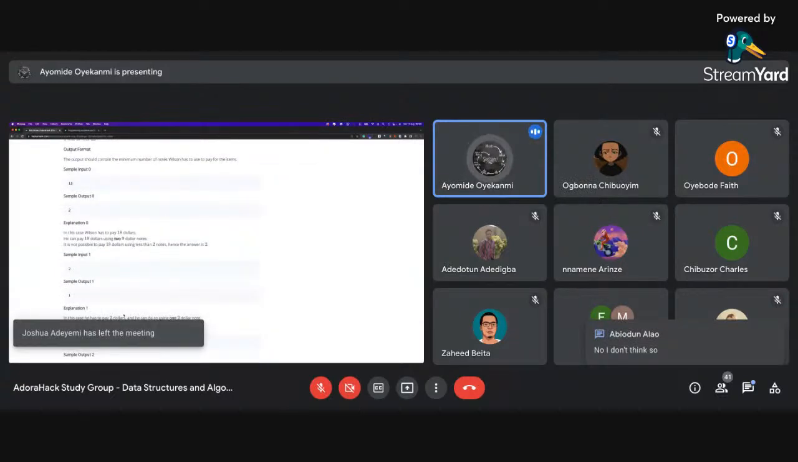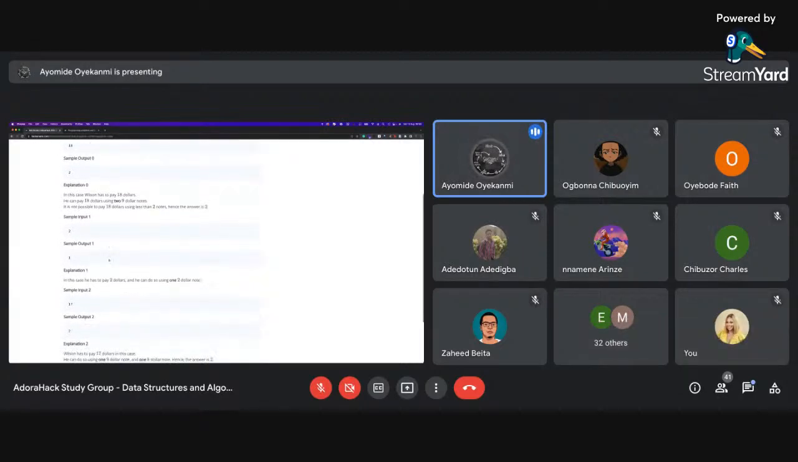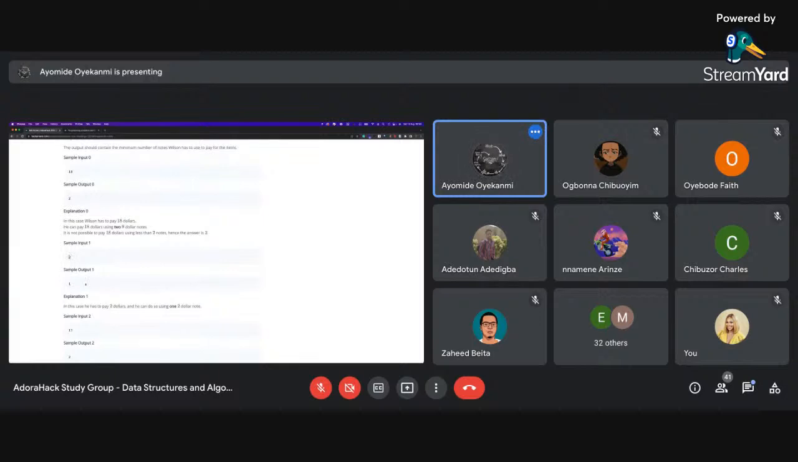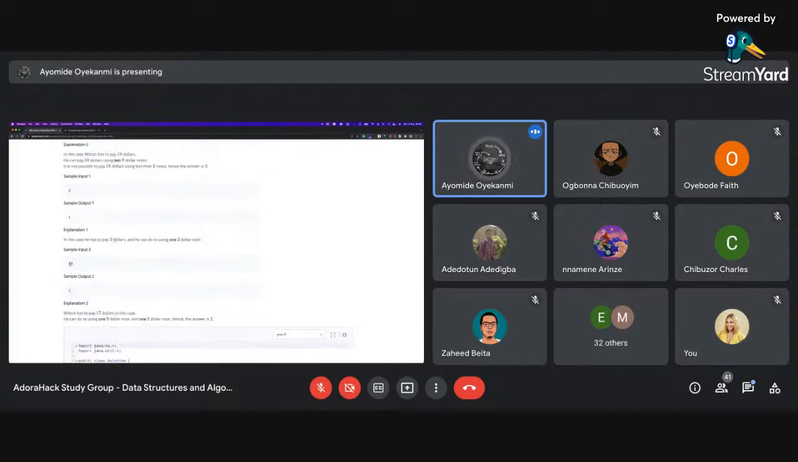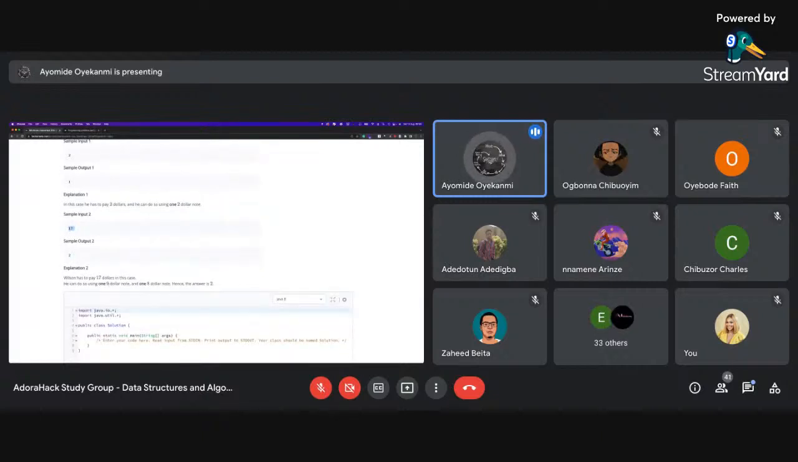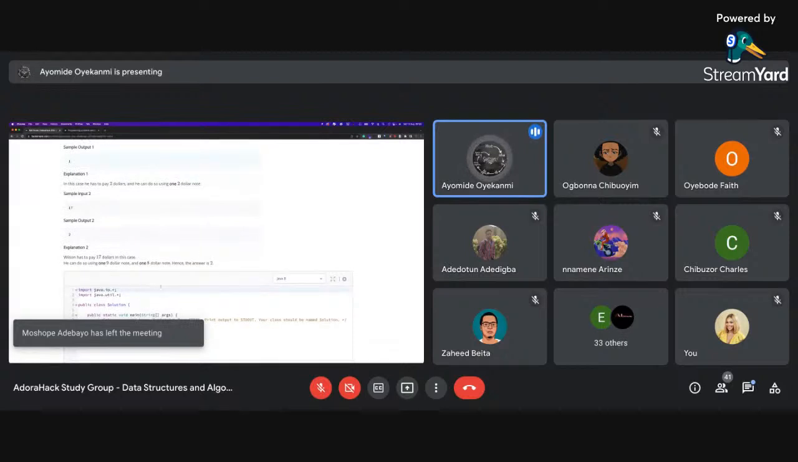Do we have another example? Yes, we do. So Wilson wants to pay 2. He only needs to use 1 note because he has $2 straight away. Wilson wants to pay 17. To pay 17, he can use one $9 note and one $8 note. So he has to use 2 notes.